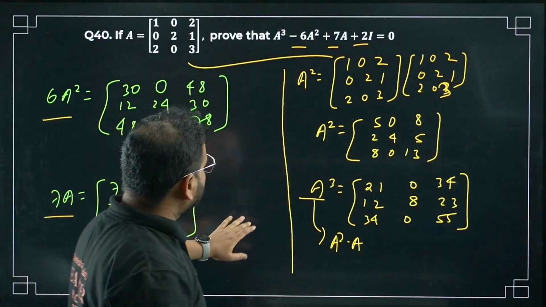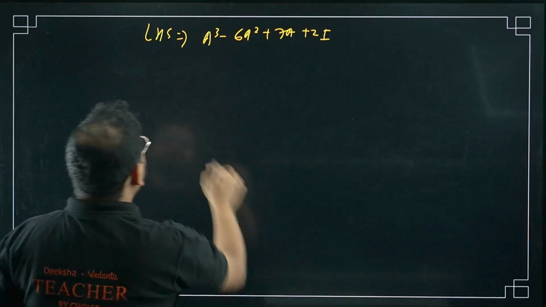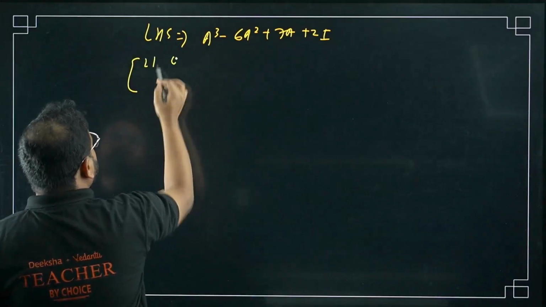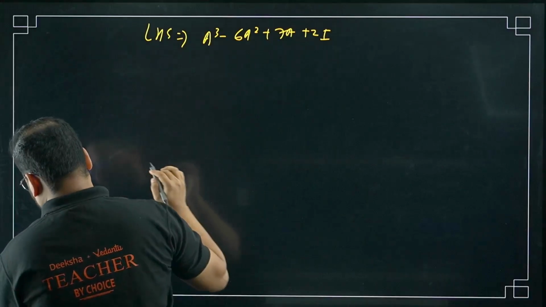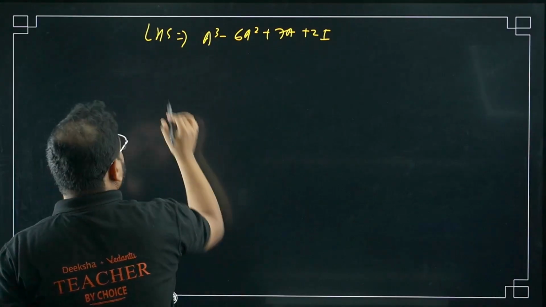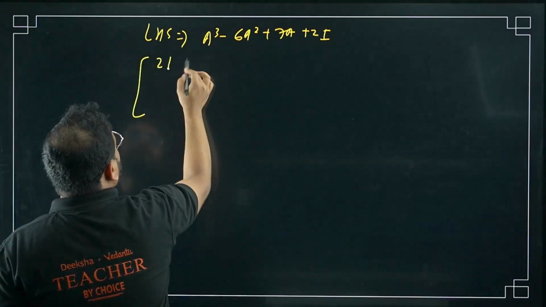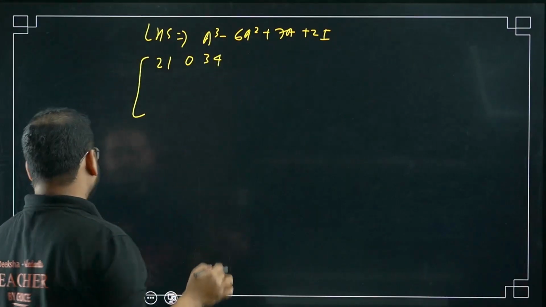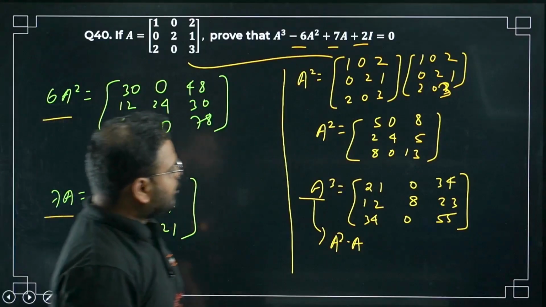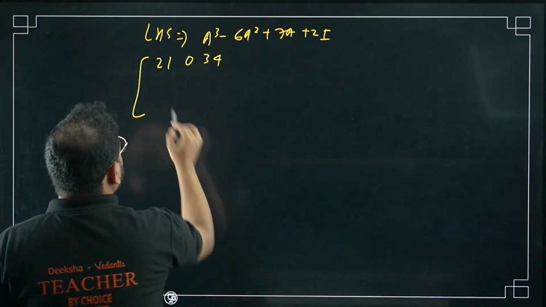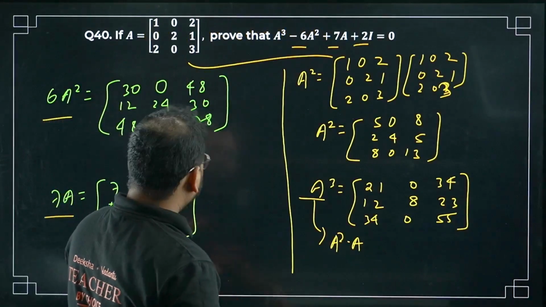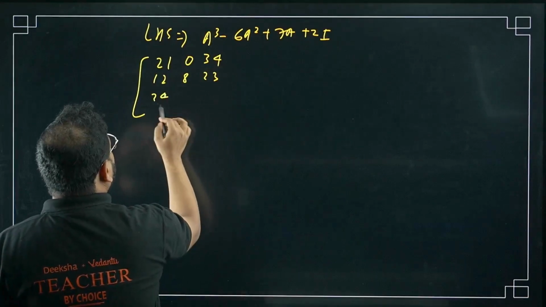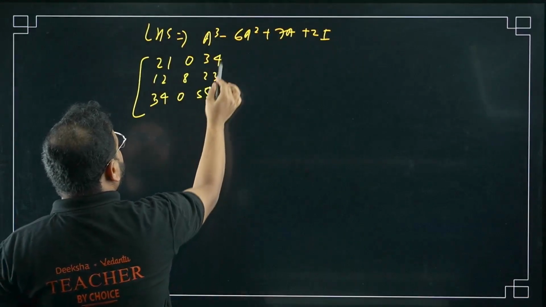Let's put the values over here. First row for A cube: 21, 0, 34. What else do I have? 12, 8 and 23. And 34, 0 and 55.